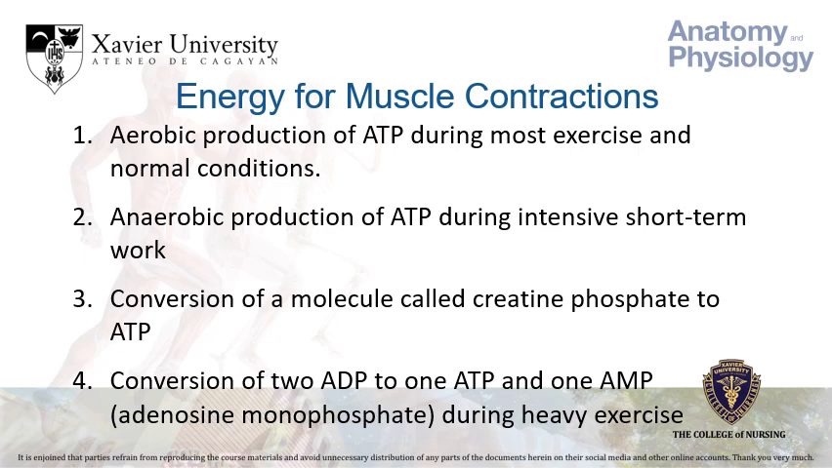How about your creatine phosphate? Your creatine phosphate functions in the muscle cells by storing energy that will be transferred to ADP to resynthesize ATP. Now the fourth is your conversion of 2 ADP to 1 ATP and 1 AMP, or adenosine monophosphate. It is done during heavy exercise.